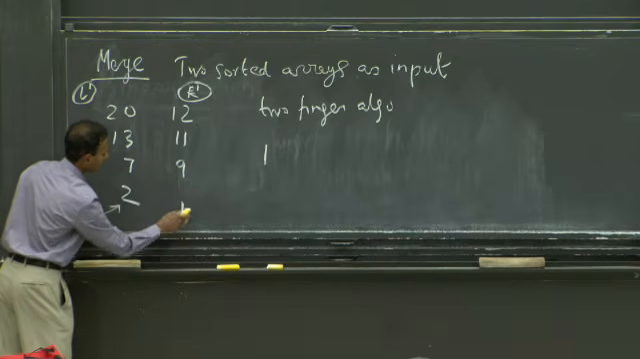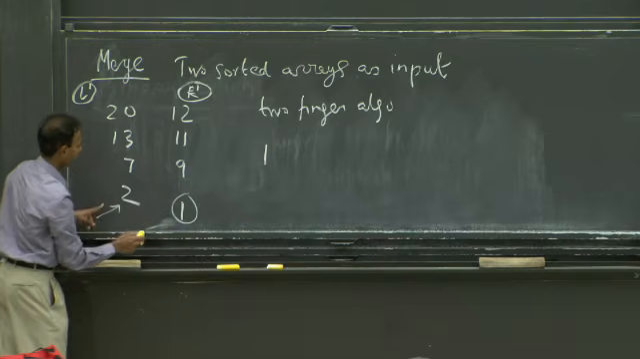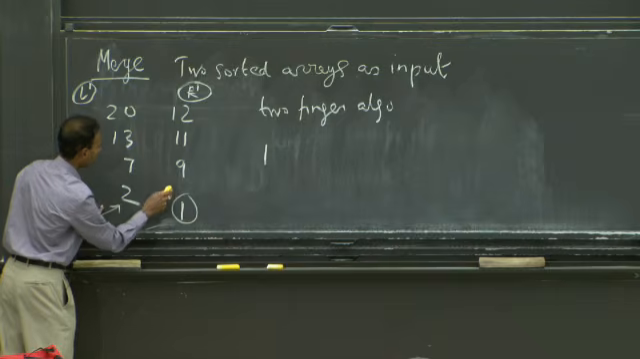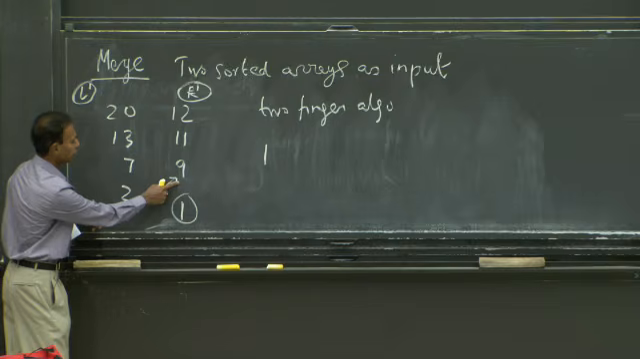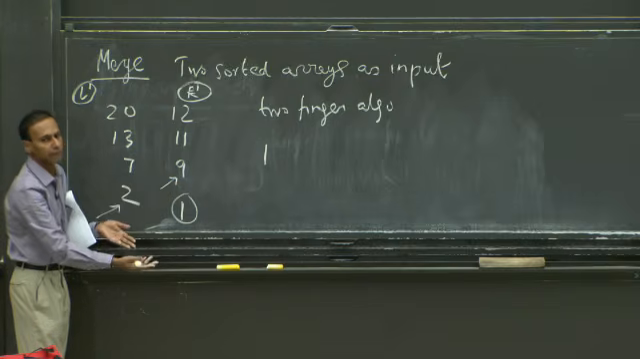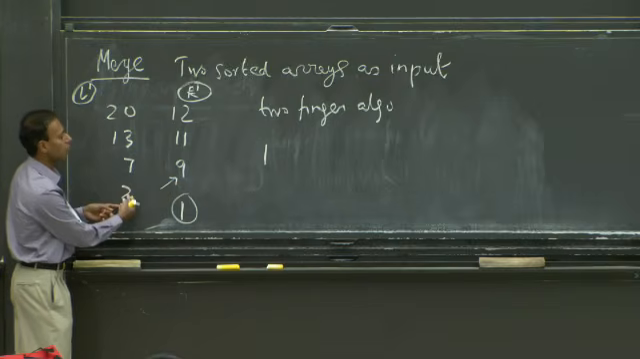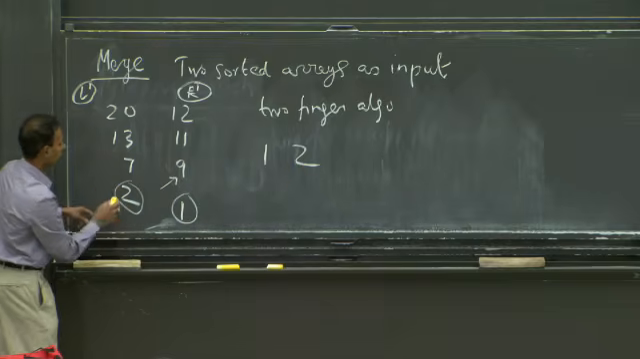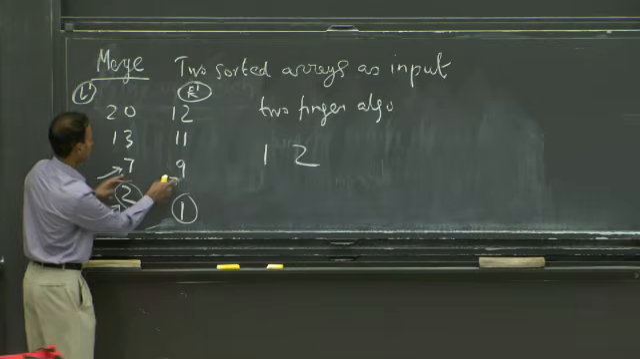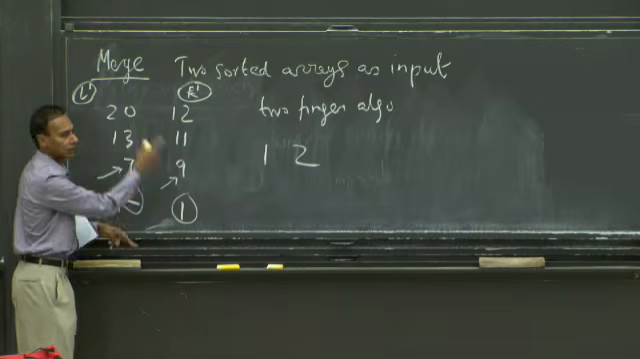Let me just circle that instead of crossing it out, and my finger moves up to 9. Okay, so now I'm pointing at 2 and 9, and I repeat this step. In this case, 2 is smaller, so I'm going to write 2 down, and I can cross out 2 and move my finger up to 7. All right, and so that's it.